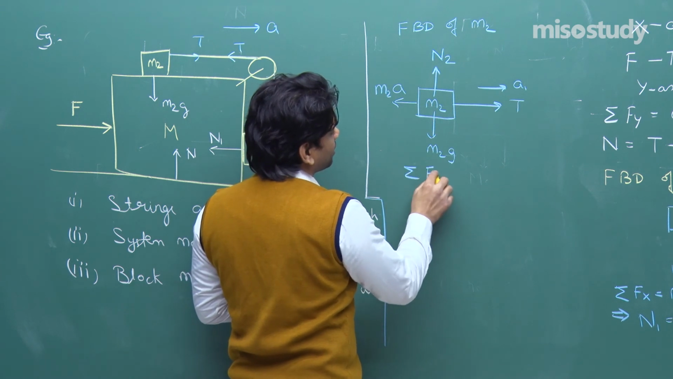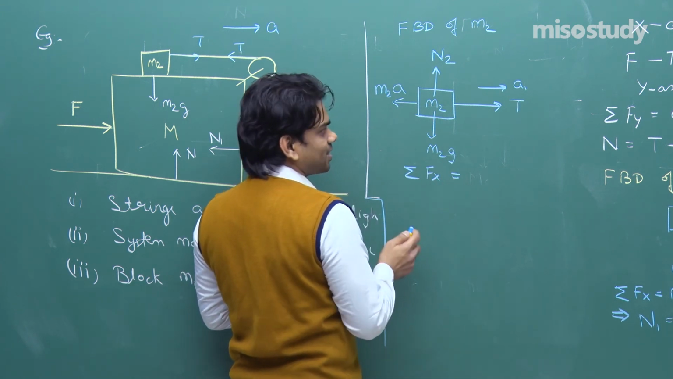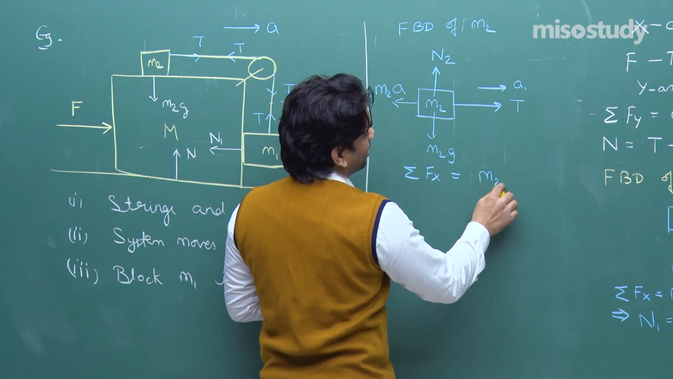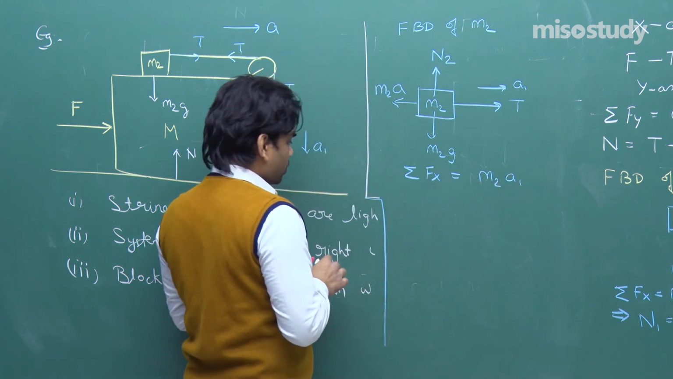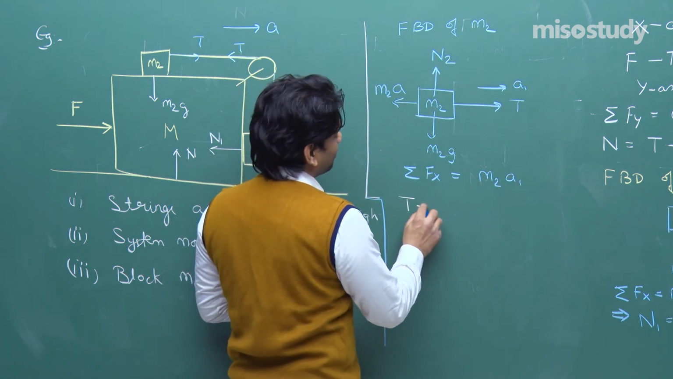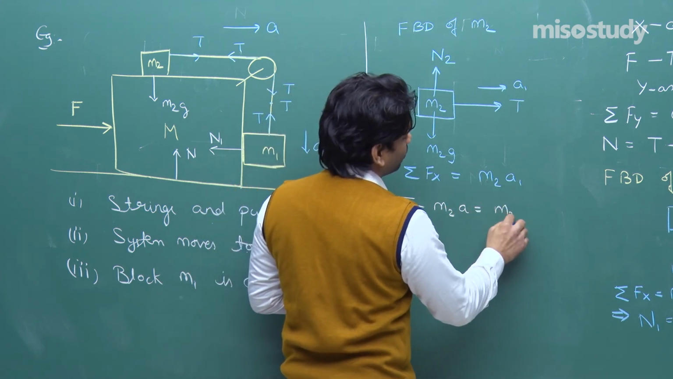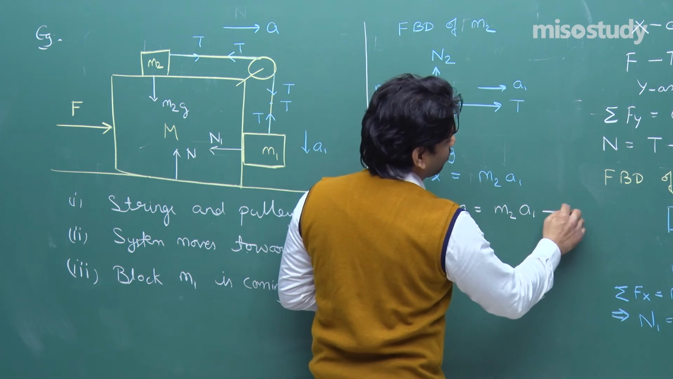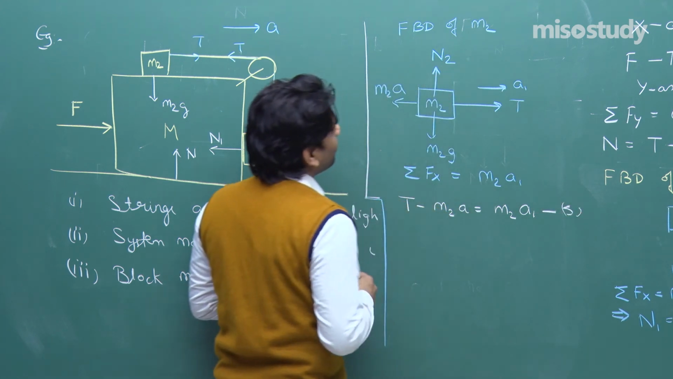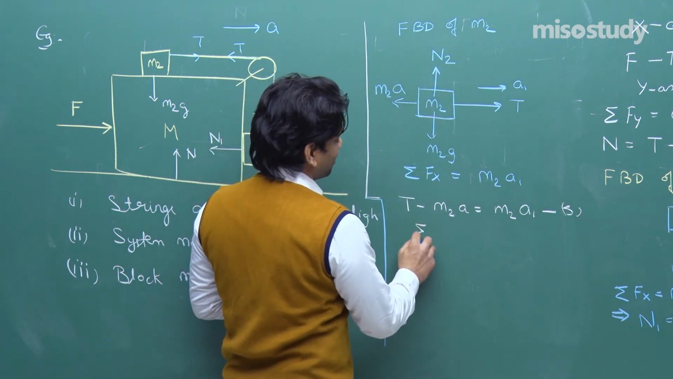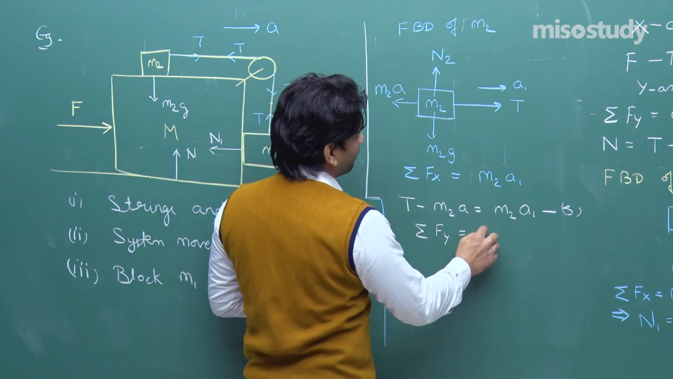Applying the forces along x axis, we will be getting this as m2 into a1. So using this, we are getting T minus m2 into a is equal to m2 into a1, equation number 5, which we got. And one more along y direction, we can write sigma Fy will be equal to 0.